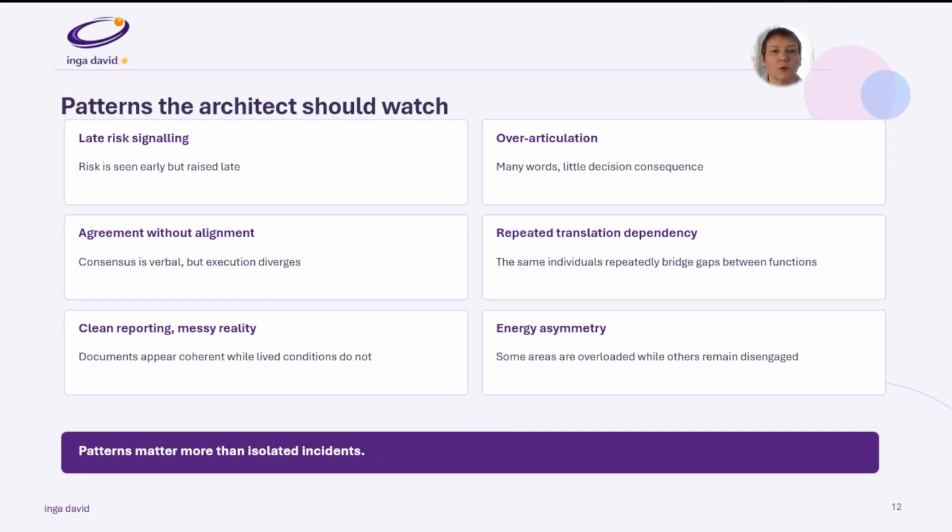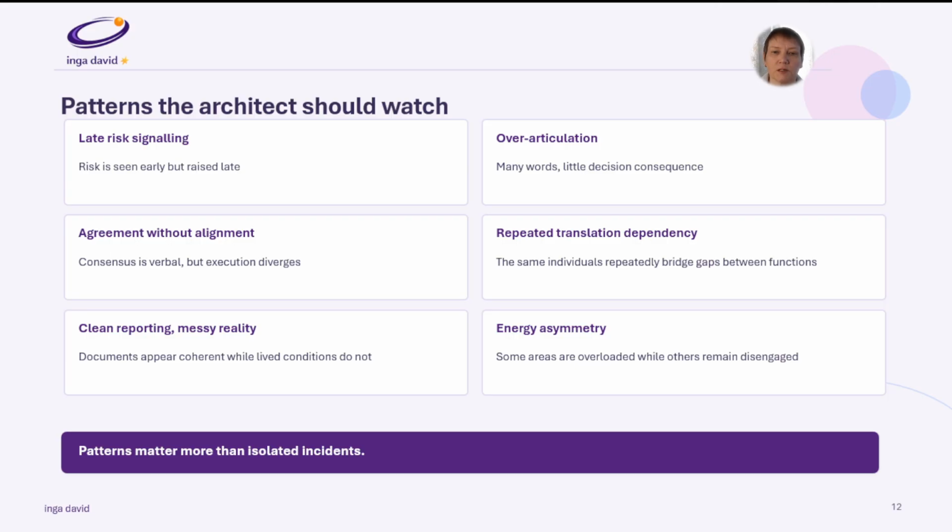Patterns the architect should watch. Late risk signaling. Risk is seen early, but raised late. Agreement without alignment. Consensus is verbal, but execution diverges. Clean reporting, messy reality. Documents appear coherent while lived conditions do not. Over-articulation, many words, little decision consequence.